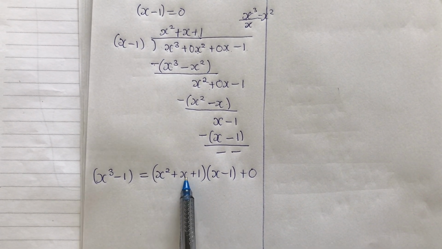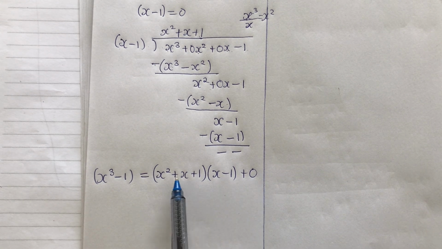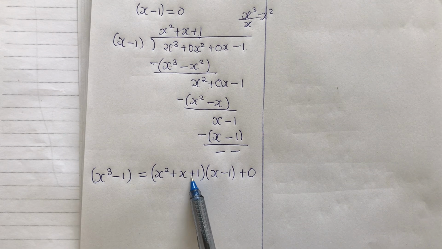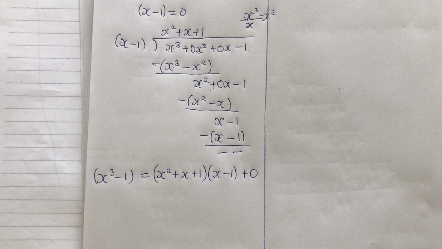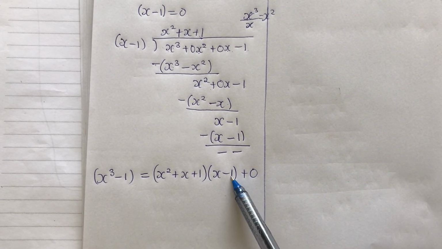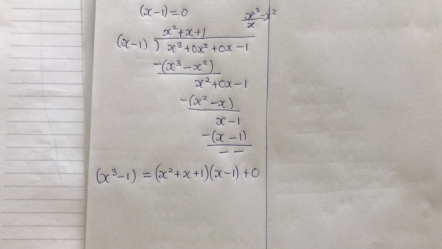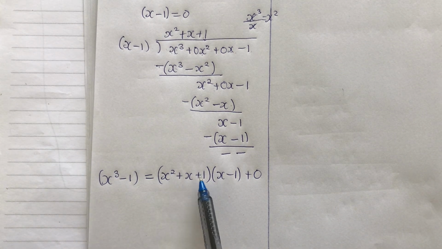Then we have x squared plus 1 is also equal to 0. When we equate x squared plus 1 to 0, we can find the root of the quadratic equation here, and that one will give us 2 roots. 2 roots plus this one will give us 3 roots. That will be the solutions for x cubed minus 1. So now we are left with this one to solve.